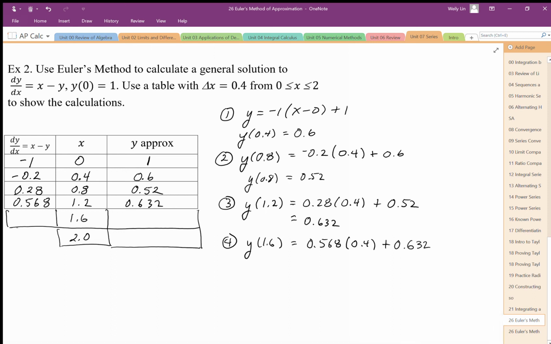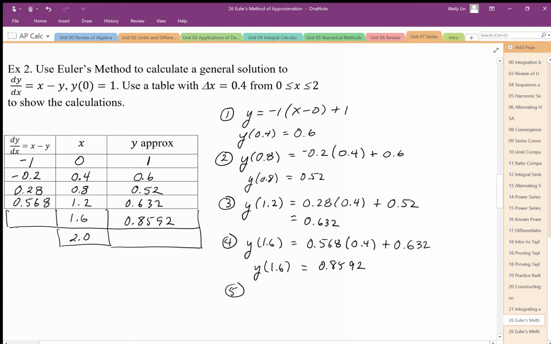So again, I need to use my calculator for this. These numbers are starting to get a little bit difficult to work with. So plus 0.632. Okay, so I end up with 0.8592. And so this will be my last iteration here. So y of 1.6, I get 0.8592. And then I need a slope to come up with my new point.